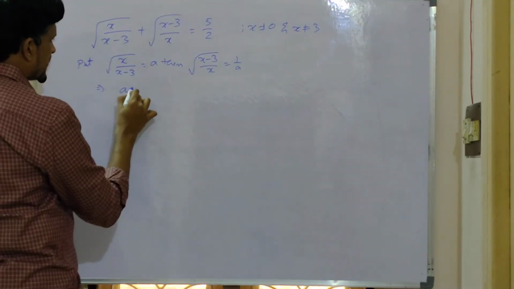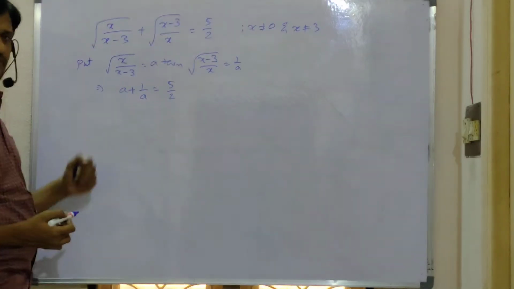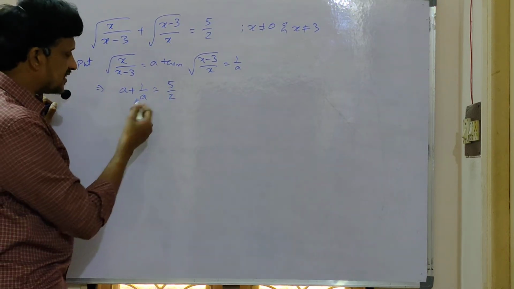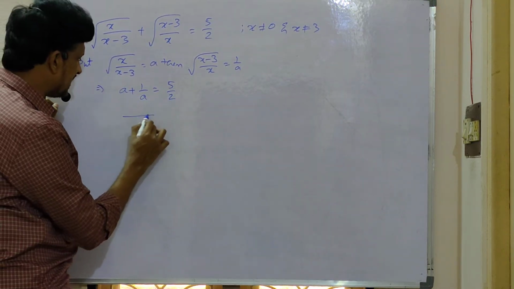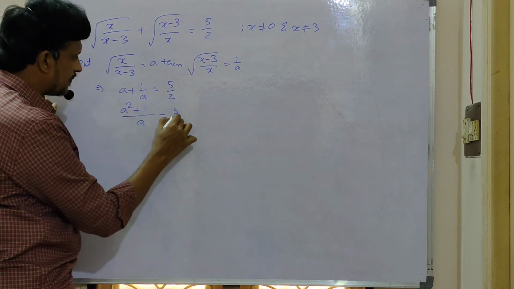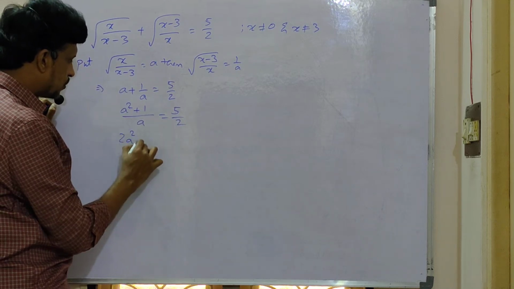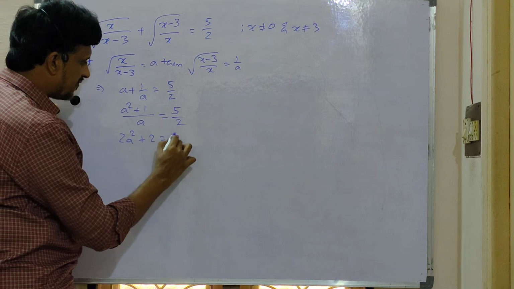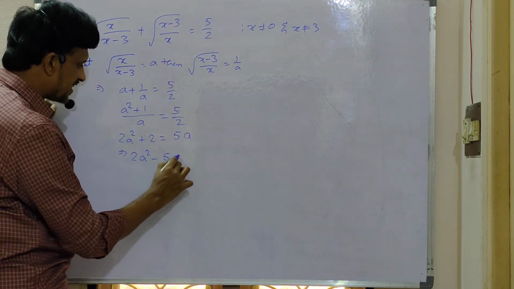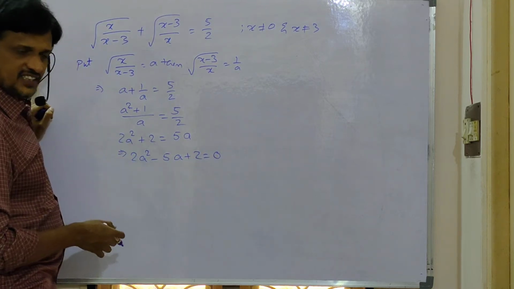The problem will be a plus 1 by a is equal to 5 by 2, where a is the root of x by x minus 3. Okay then, a plus 1 by a is equal to 5 by 2. We simplify this to obtain a quadratic equation in a. The LCM is a, a into a will be a square, plus 1. Now cross multiplication: 2a square plus 2 into 1, that is 2, is equal to 5a. Write all the terms together in the LHS to get 2a square minus 5a plus 2 is equal to 0. So this is a quadratic equation in a.